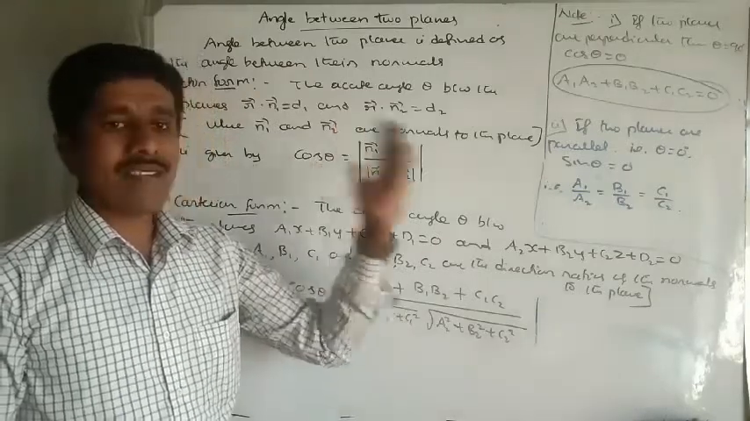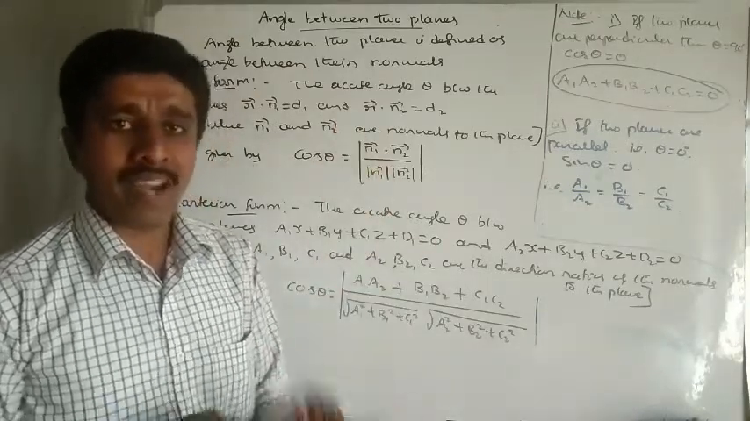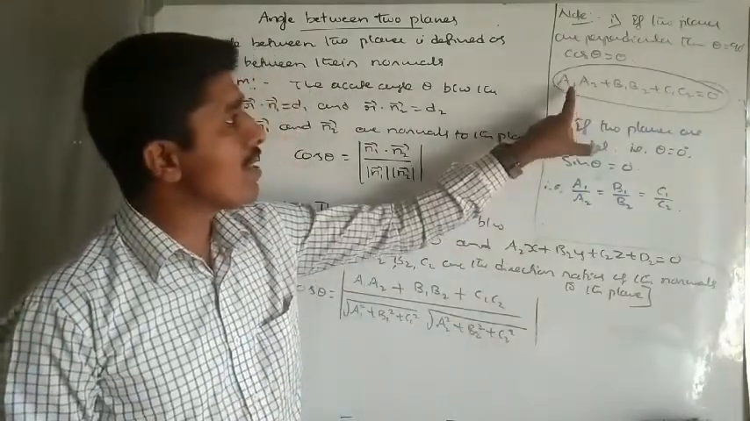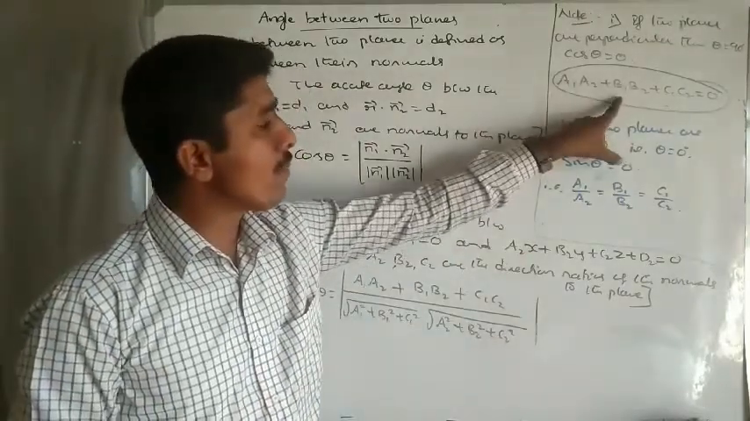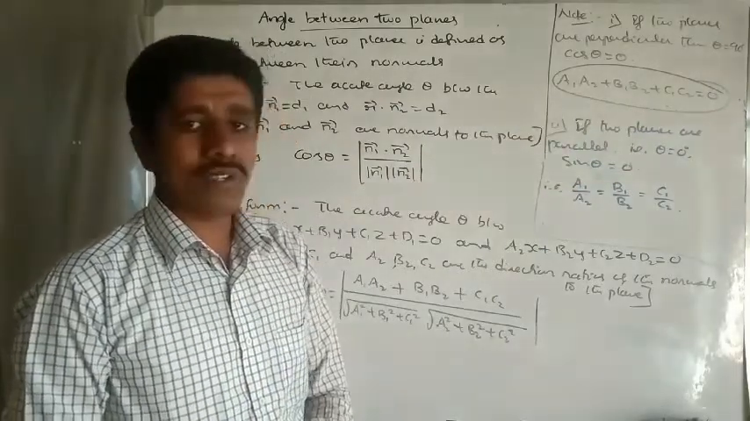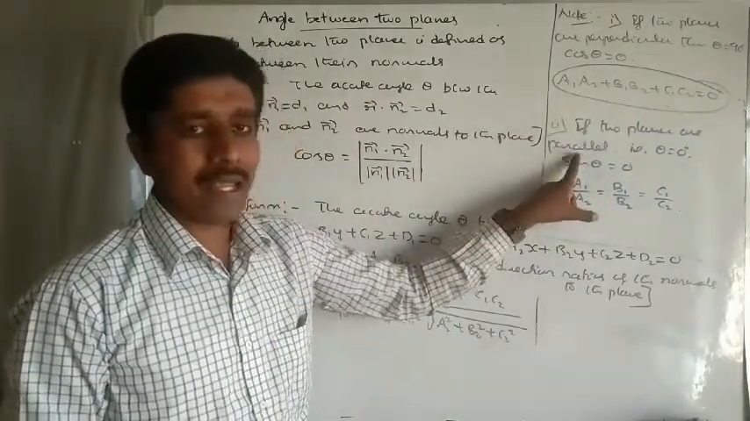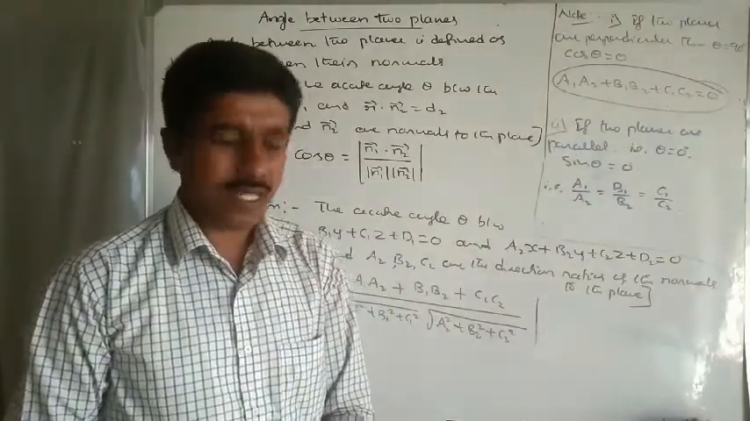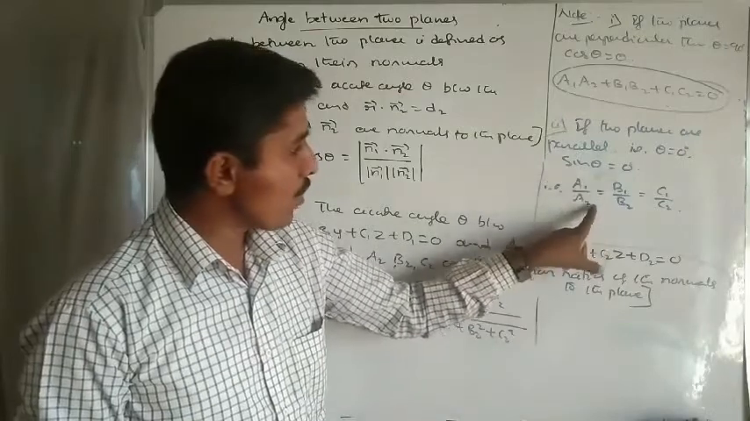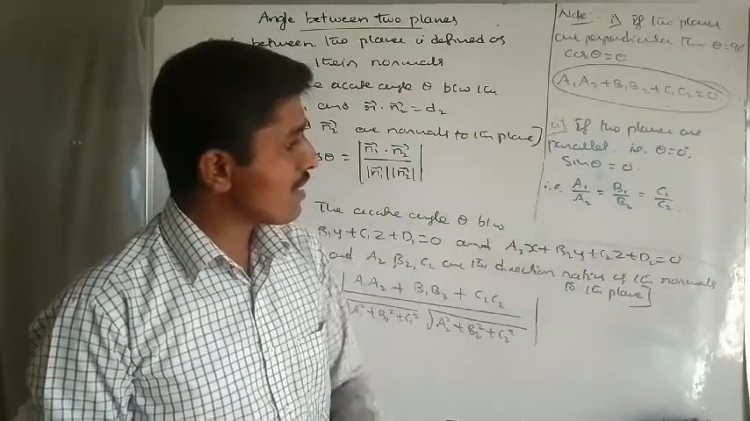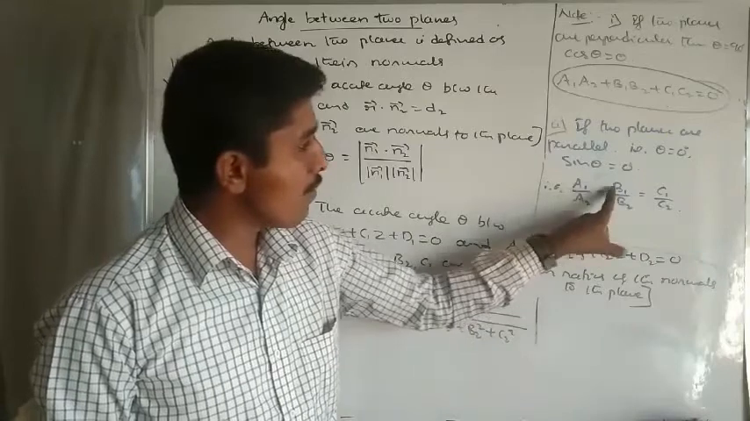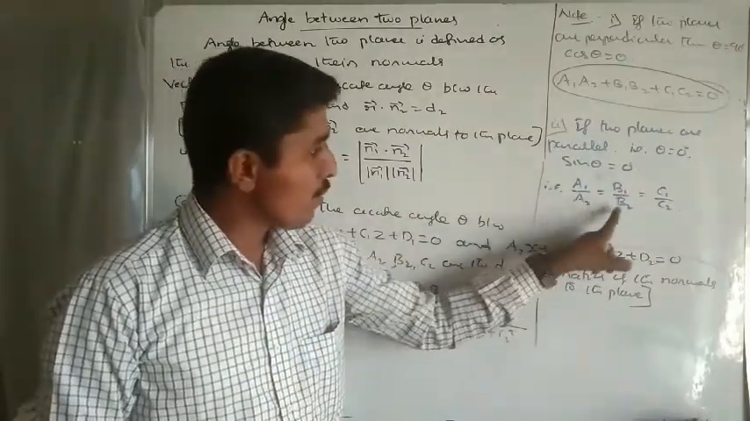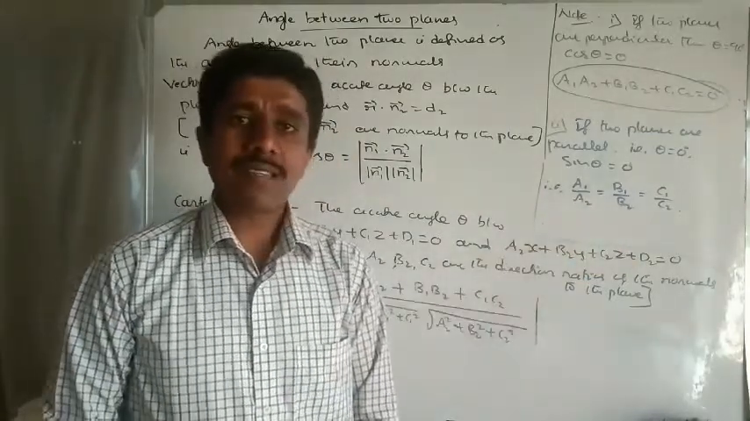Mind it, if two planes are perpendicular, if two planes are at right angles, then theta is equal to 90 degrees. Then we get a1 a2 plus b1 b2 plus c1 c2 is equal to 0. If two planes are parallel, clearly theta equals 0 degrees, then their direction ratios are proportional. That is, a1 by a2 is equal to b1 by b2 is equal to c1 by c2, where a1, b1, c1 are the direction ratios of the first plane, a2, b2, c2 are the direction ratios of the second plane.